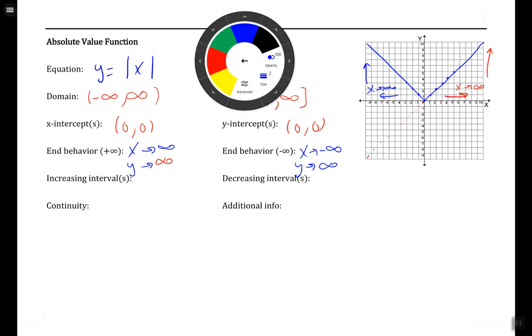Still increasing. Uh-oh. Now we got both kinds. As I go on my left-hand side of the graph, as I go from left to right, what's happening? Is it going up or down?